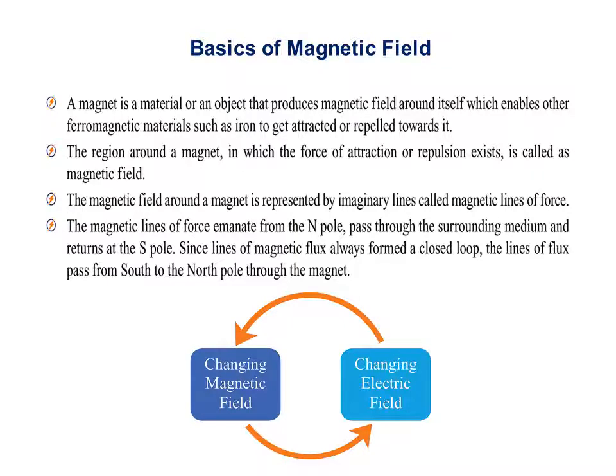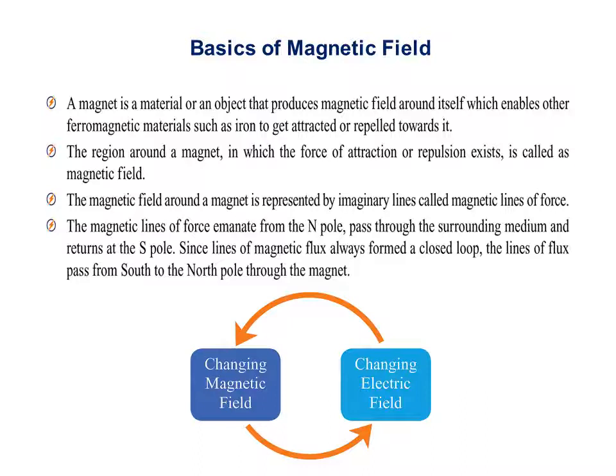Basics of magnetic field. A magnet is a material or an object that produces a magnetic field around itself, which enables other ferromagnetic materials such as iron to get attracted or repelled towards it. The region around a magnet in which the force of attraction or repulsion exists is called magnetic field. The magnetic field around a magnet is represented by imaginary lines called magnetic lines of force. The magnetic lines of force emanate from the north pole N, pass through the surrounding medium and return at the S pole. So the journey is from north pole to south pole.